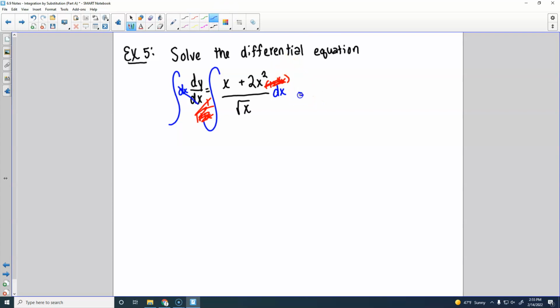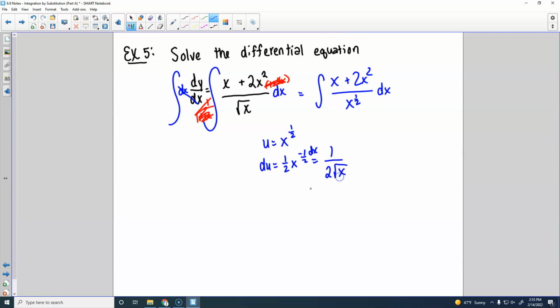So make it x plus 2x squared over x to the 1/2 dx, and let the x to the 1/2 be my u. So du would be 1/2 x to the negative 1/2 dx, which is 1 over... Okay, so we're running into a brick wall trying to use u substitution. What did Addison say we should just do?